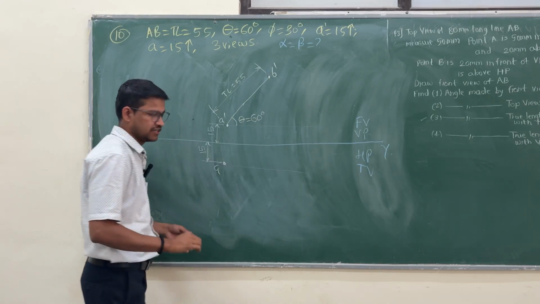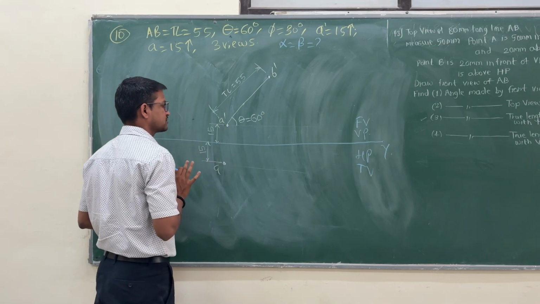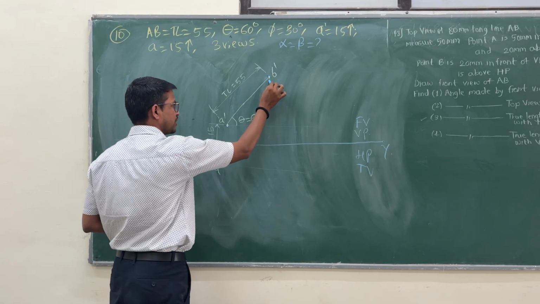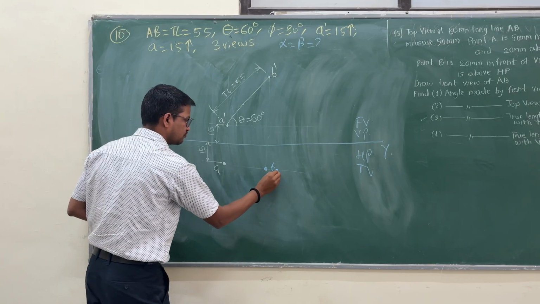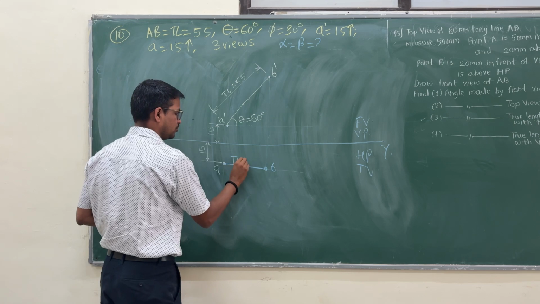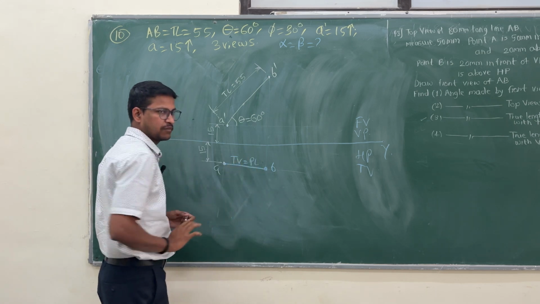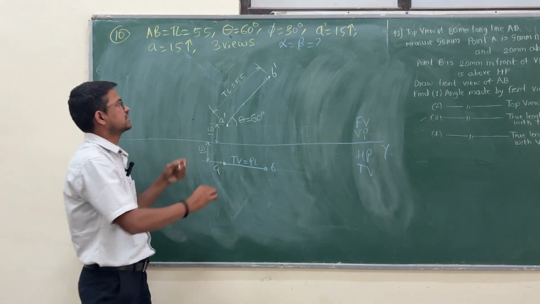Now this is exactly the front view. I need to proceed to the top view. Point A is fixed. From point B, when I draw the projector and it touches this horizontal line, I get which point? Point B. So this A to B, that is nothing but the top view, and the top view is also known as plan length. Now the theta part is finished.